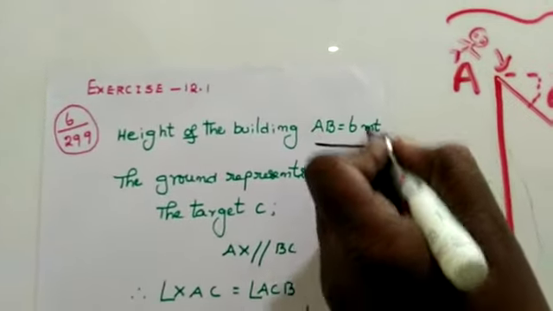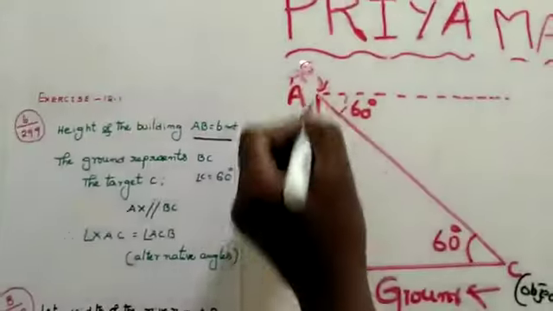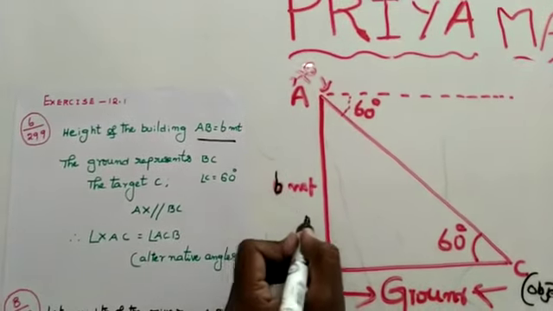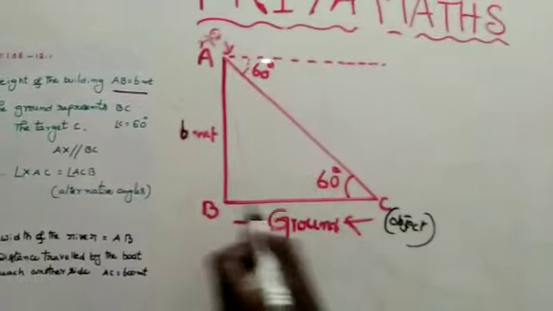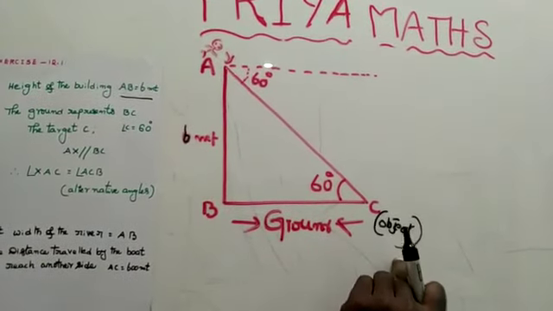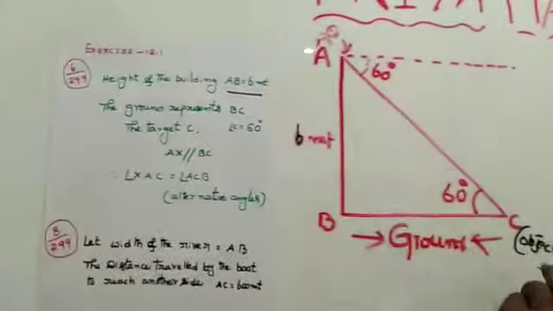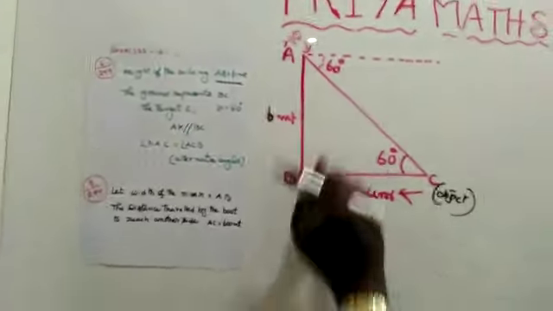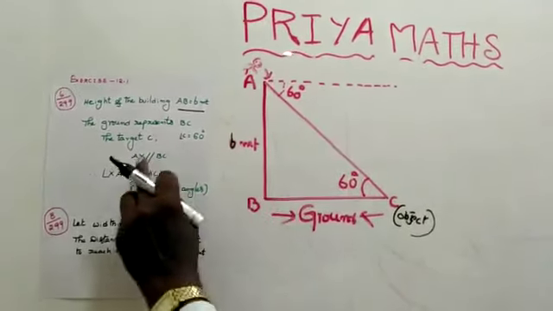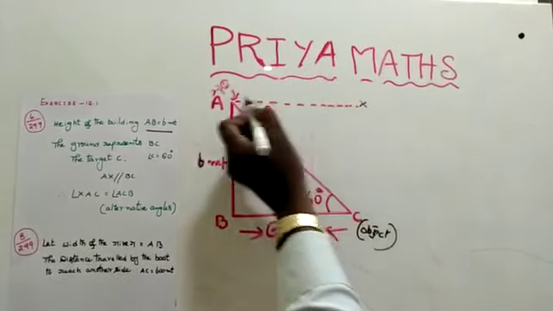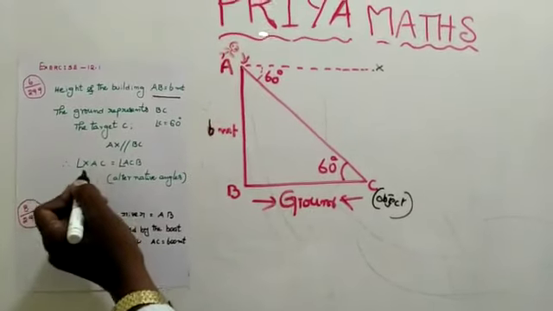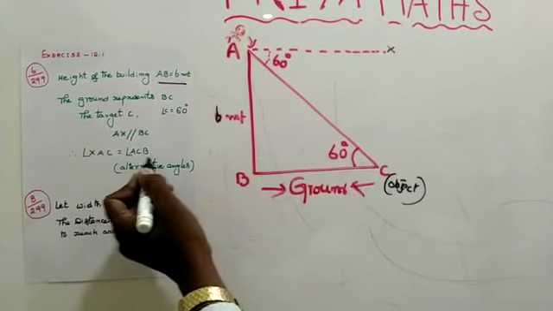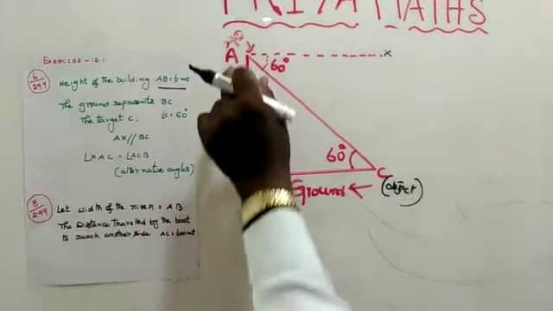Height of the building AB is equal to 6 meters. So AB is equal to 6 meters. This is the given. The ground represents BC. This is the ground BC. Here is the object. The target is C. Already he gave this one AX. Say this one X. AX is parallel to BC. Therefore angle XAC is equal to angle ACB. These are alternate angles.